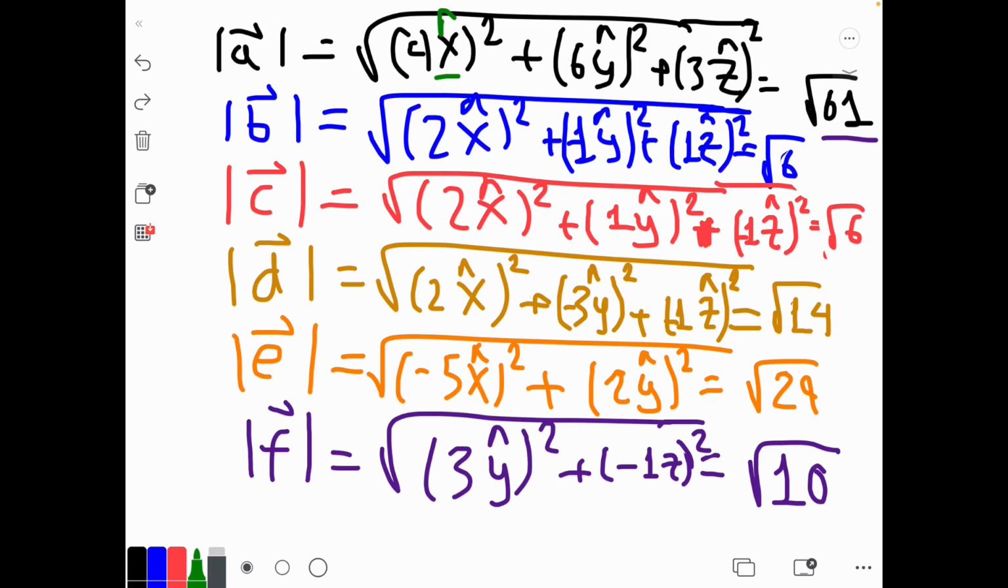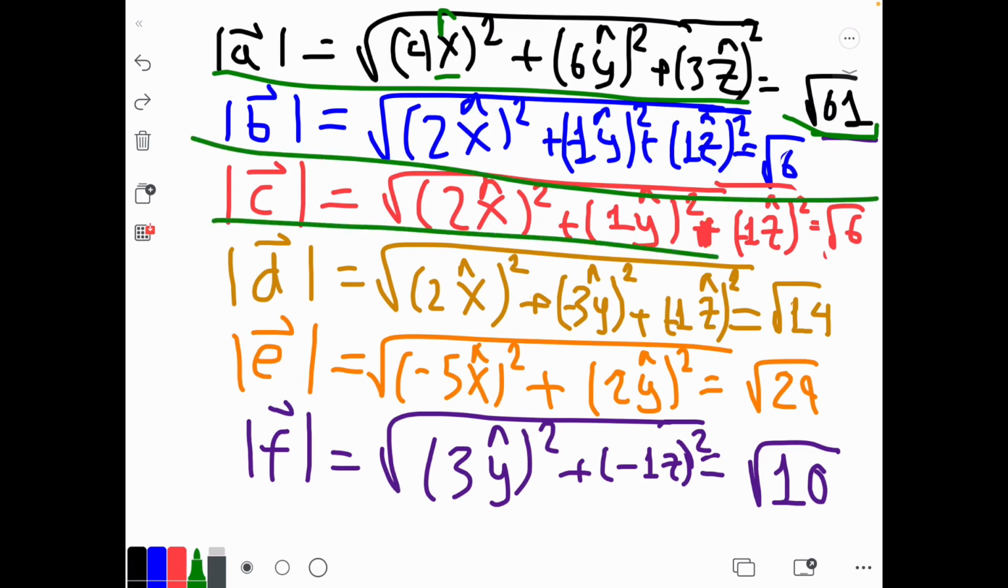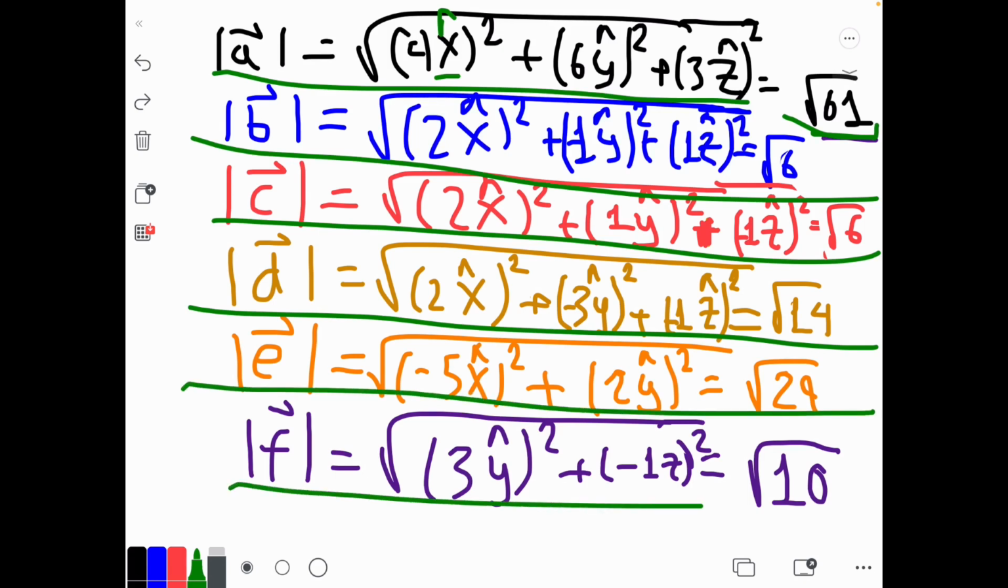And now let's see how we get these. So if we have all these components, we get square root of 61. Again, for the magnitude, we take all the components raised to the power 2, add them up, and then take the square root of the sum, which gives the square root of 61. For B, we get square root of 6, same for C. For D, we get square root of 14, for E, square root of 29, and for F, square root of 10.